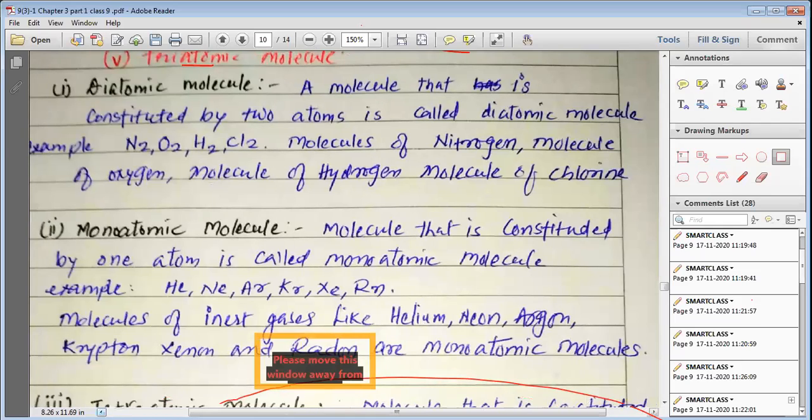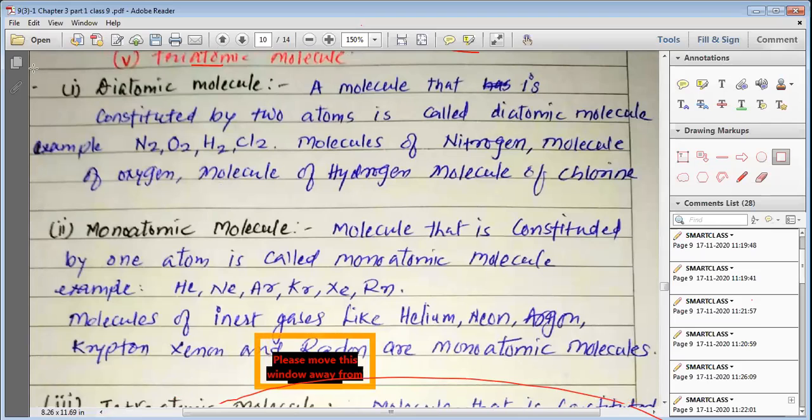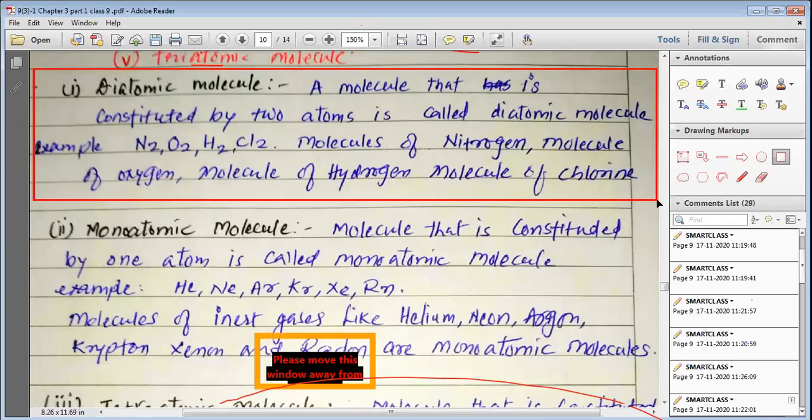बच्चों, आपको दिख रहा है कि आपको बोलूं तो आप पढ़ पाओगे diatomic molecule के बारे में? Yes, sir. This is the definition of diatomic molecule. A molecule that is constituted by 2 atoms is called diatomic molecule. Nitrogen, oxygen, hydrogen, chlorine molecules. Molecules of nitrogen, oxygen, hydrogen and chlorine are diatomic molecules.